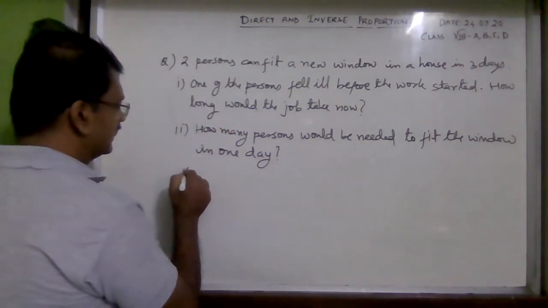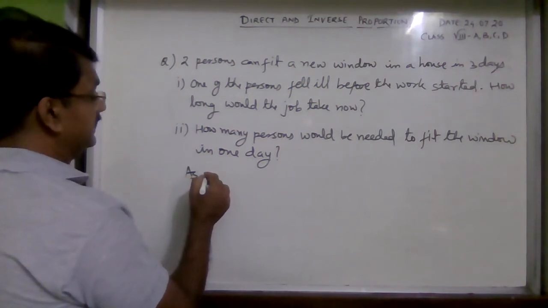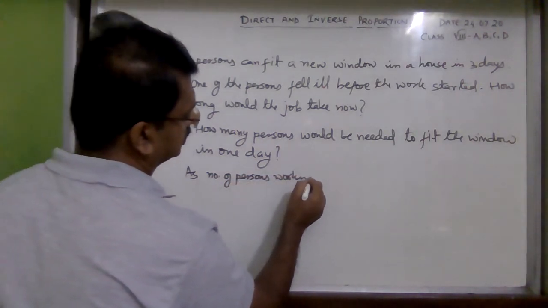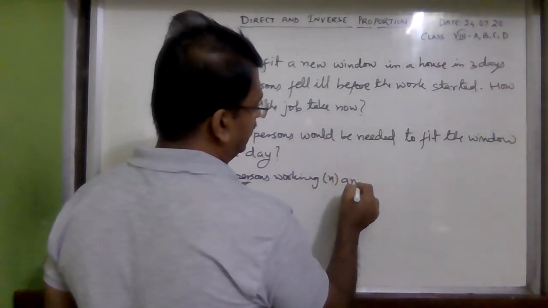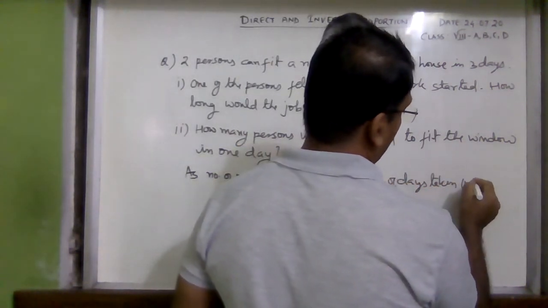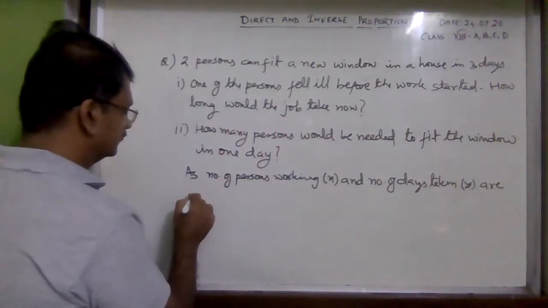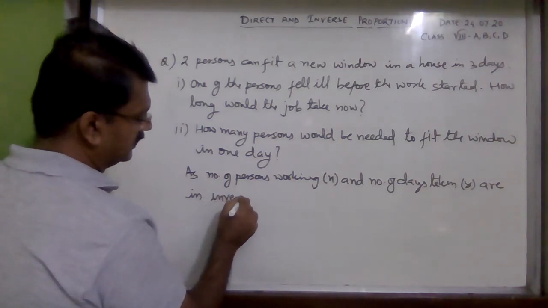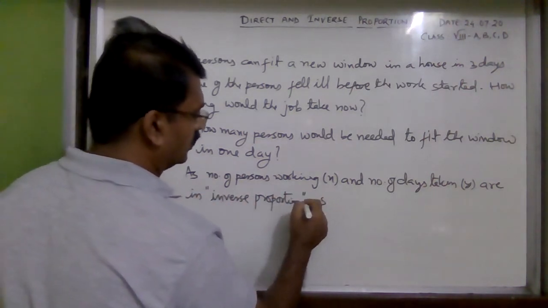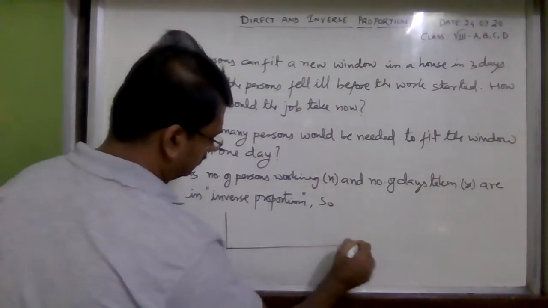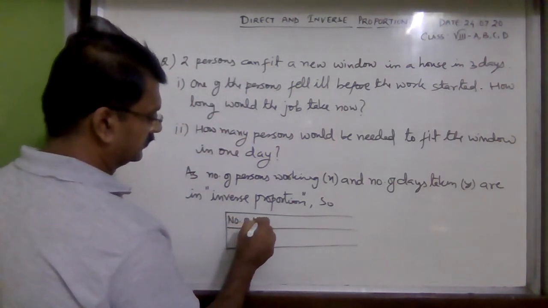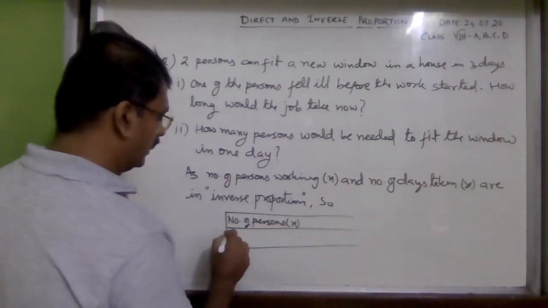Okay, so as the number of persons working and the number of days taken are in inverse proportion, so now you make a table. Number of persons, now number of days.